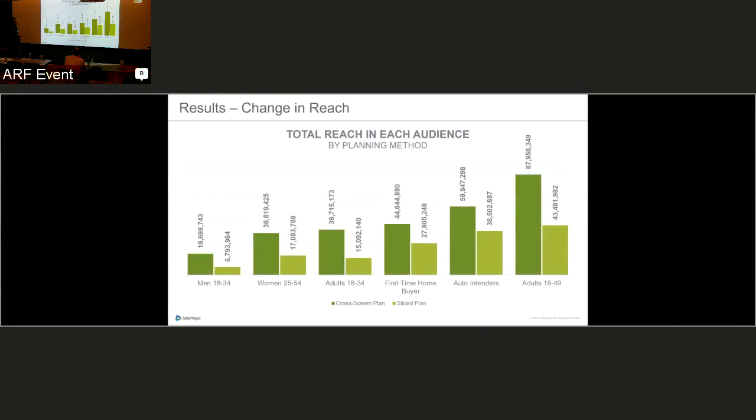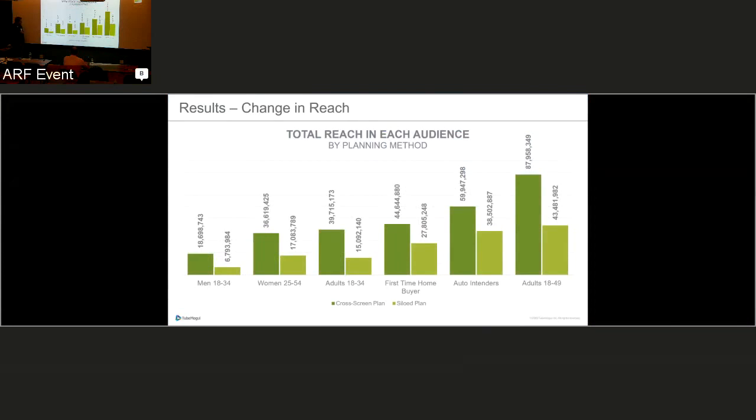So for instance, over here, just to help you read this, because I don't think this is super clear, in the dark green, you've got what the cross-screen planner has done with that 10 million, and it has found almost 88 million adults 18 to 49. The siloed plan, meaning the representation of how an average siloed company might build a media plan, is reaching more like 44 million, 43.5 million people.